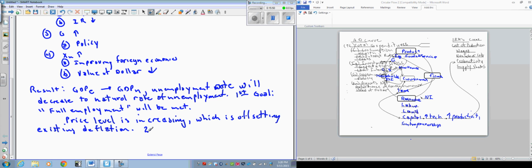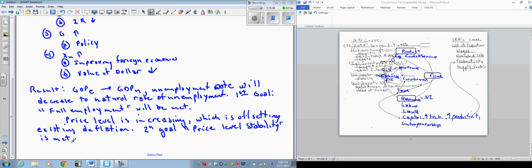And then our second goal, and that's price level stability, is met. So we got 2 of our 3 goals met: full employment, price level stability, and that's the only 2 we're going to talk about in this project.